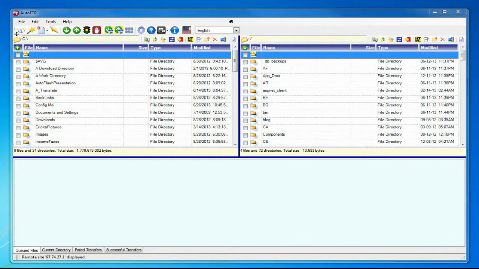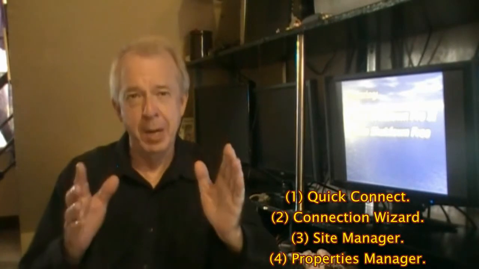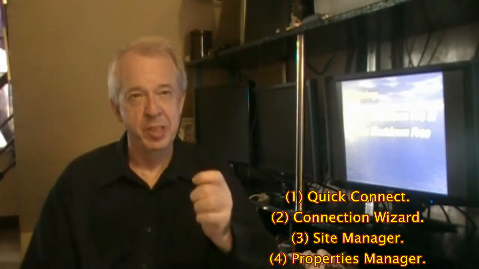In this tutorial, we will be covering connection alternatives. Within AutoFTP, the first four tasks on the program's taskbar provide alternate approaches to connect to the FTP site: Site Manager, Connection Wizard, Properties Manager, and Quick Connect. In this tutorial, we will review these four alternative connection tasks in order of simplicity, not popularity. First, Quick Connect, then Connection Wizard, the Site Manager, and lastly, Properties Manager.